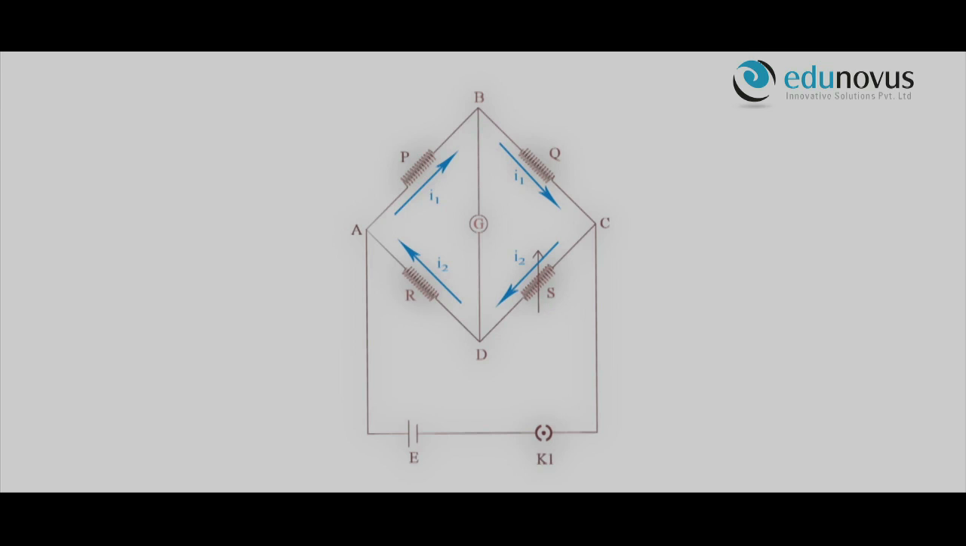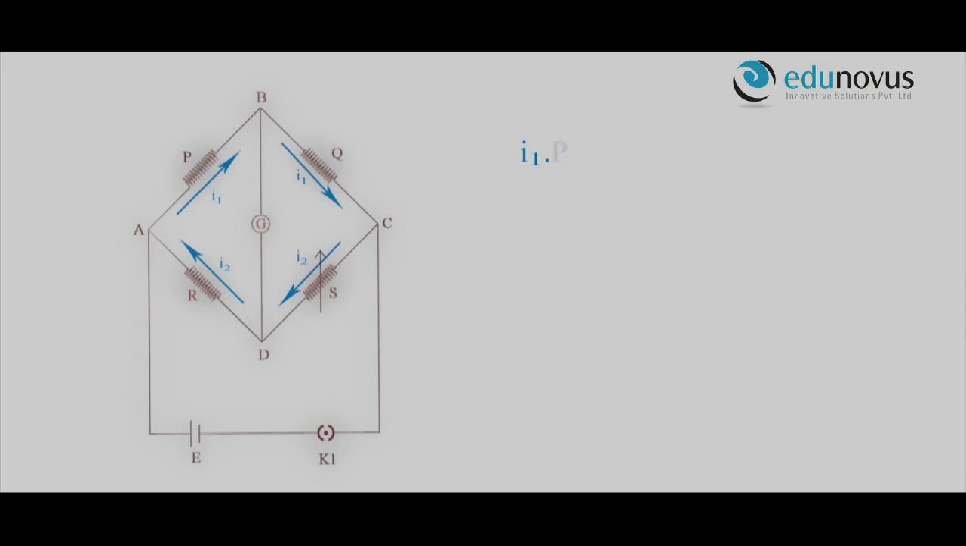As we said earlier, the points B and D are at the same potential. That is, voltage drop from point A to point B is equal to the voltage drop from point A to point D. I1 into P is equal to I2 into R. Let it be equation 1. For the same reason, voltage drop from point B to point C is equal to the voltage drop from point D to point C. That is, I1 into Q is equal to I2 into S. Let it be equation 2.